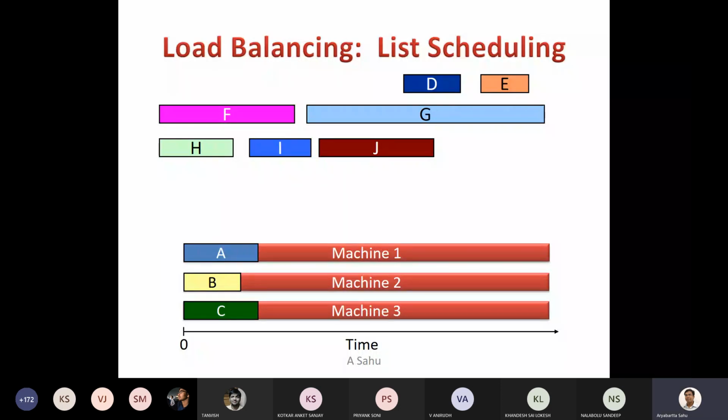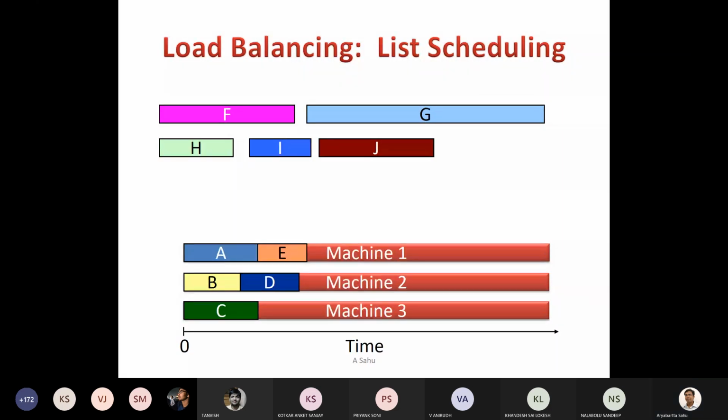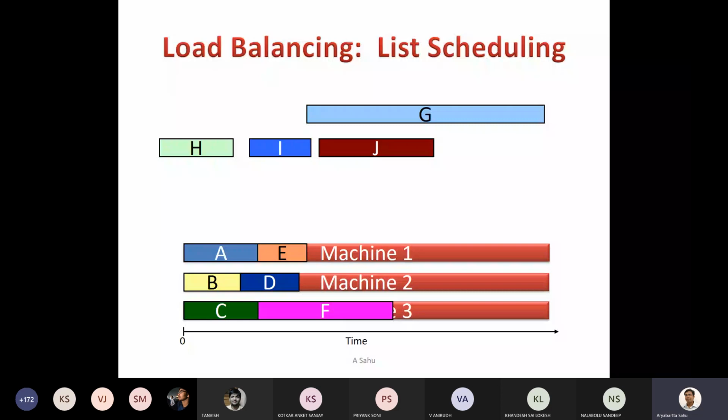Now the next task is D. Where should I allocate it based on list scheduling? Machine 2. B is lightly loaded, so we'll assign it here. Then among machines 1 and 3, whichever is lightly loaded, we'll assign E there. Then F will be assigned to machine 3. And G will be assigned to which machine? Machine 2 is lightly loaded.